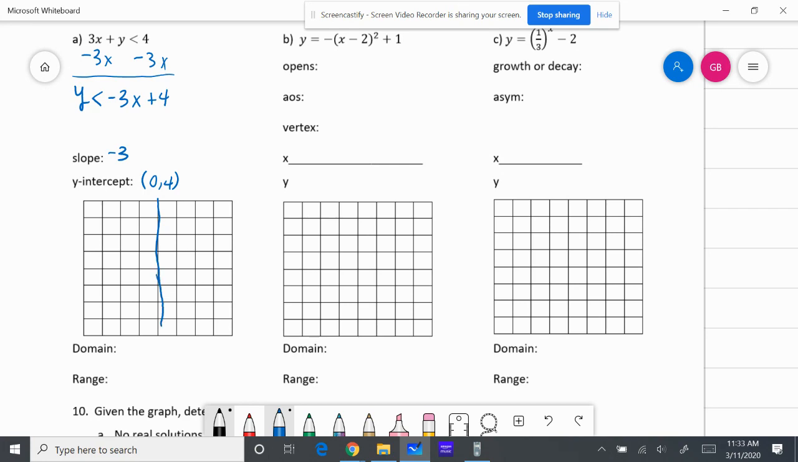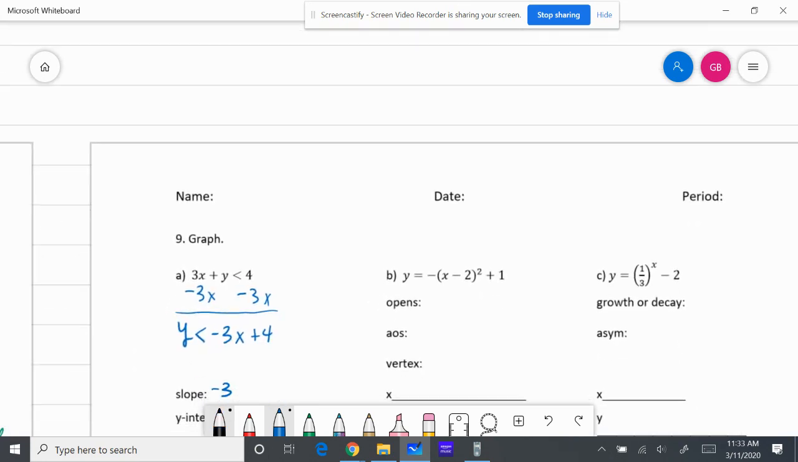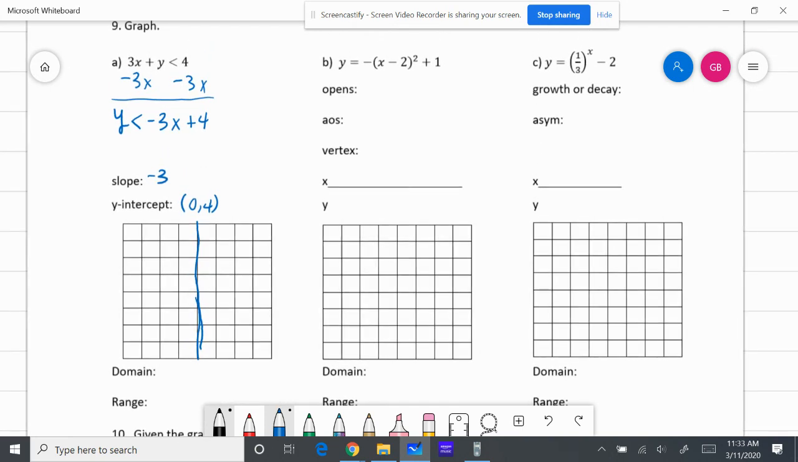Now let's graph this. Our y-intercept is 4 up here. Slope is down 3 over 1. Down 3 over 1. All right. Since my inequality doesn't have the equal part to it, this has to be a dashed line. If it had the equal part, it would have been a solid line.